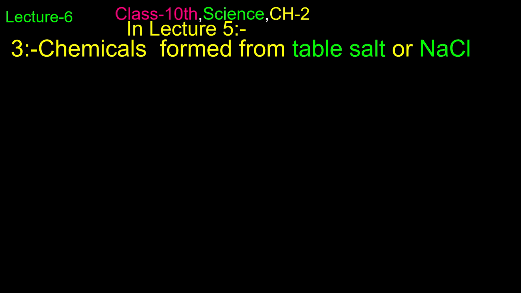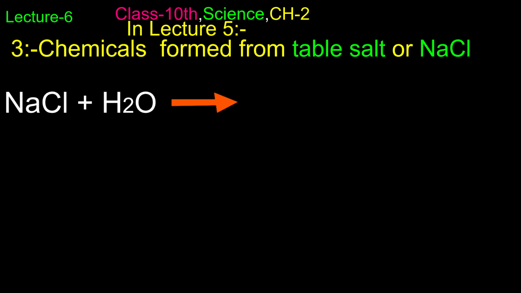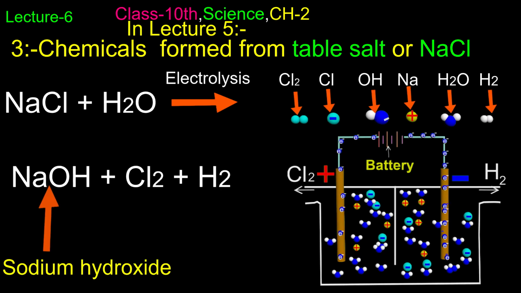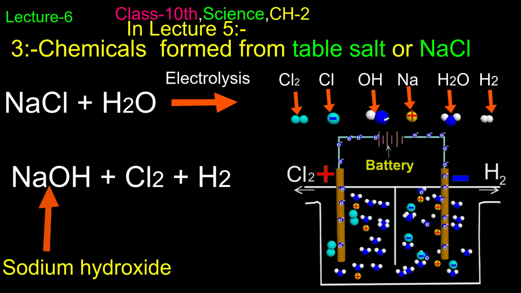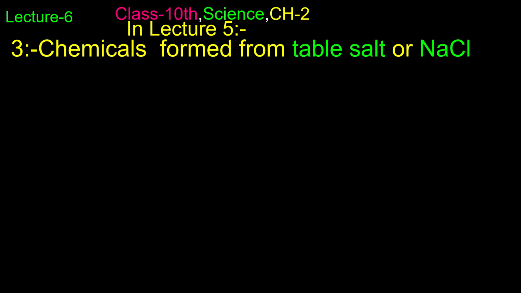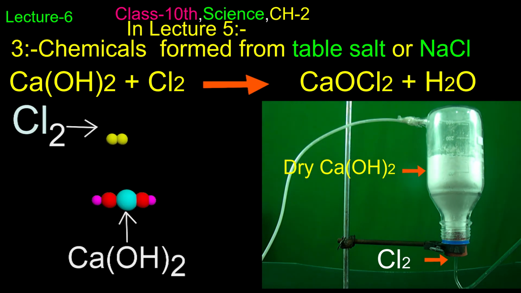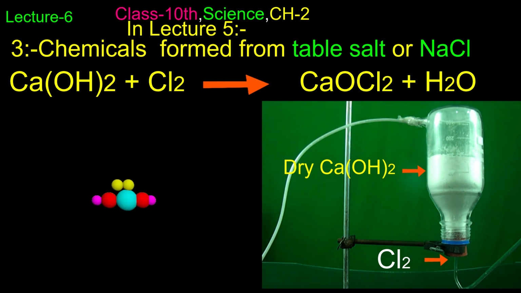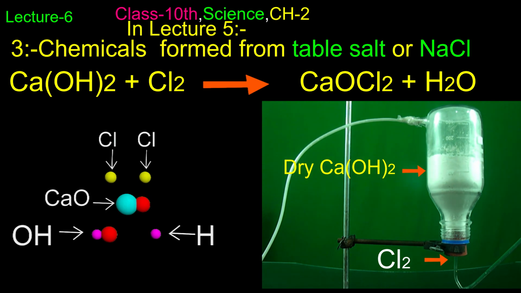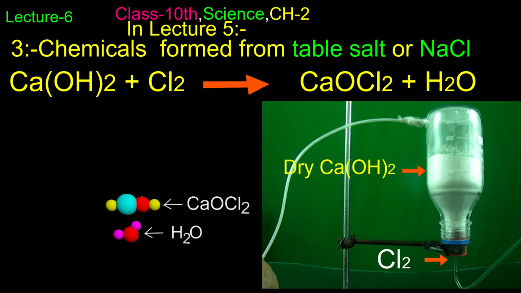The compounds in your syllabus which are formed from NaCl are, number 1, sodium hydroxide, which is prepared by electrolysis of aqueous NaCl, or brine. The second compound is CaOCl2, or bleaching powder, which can be formed by passing chlorine over dry calcium hydroxide. Chlorine is got from NaCl through electrolysis in the chloralkali process.